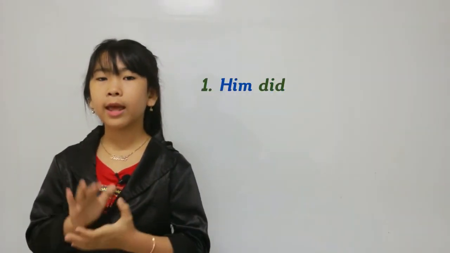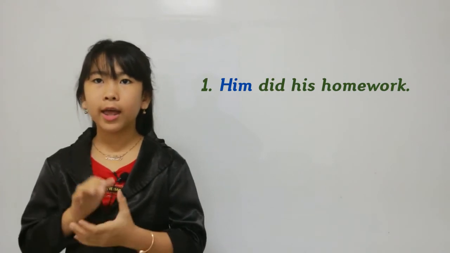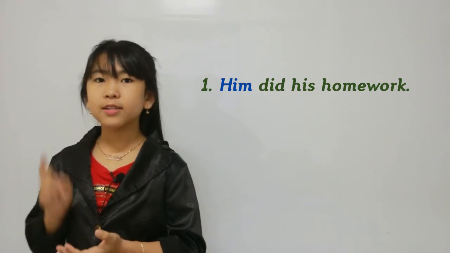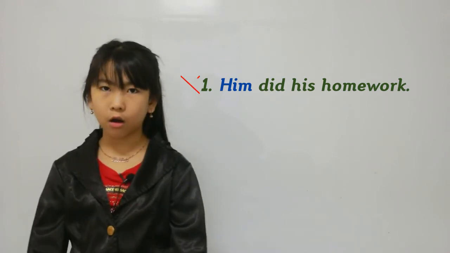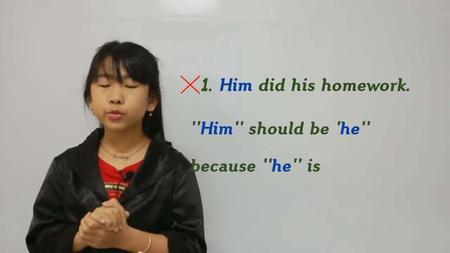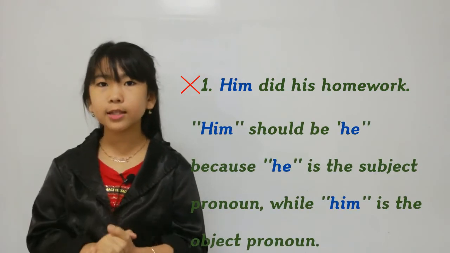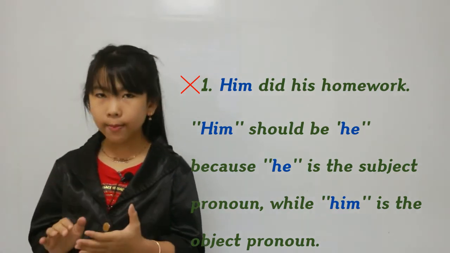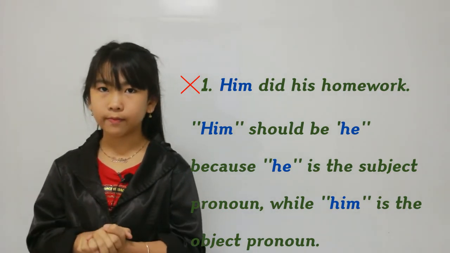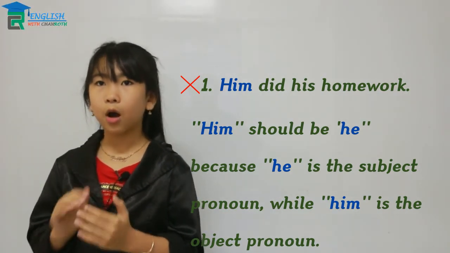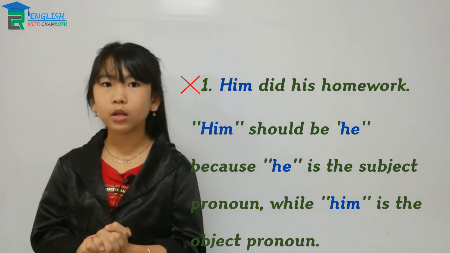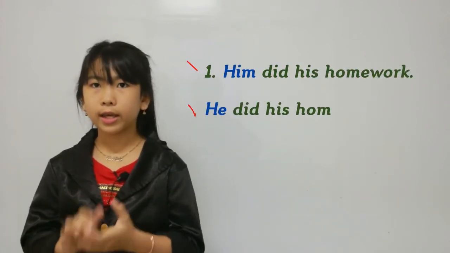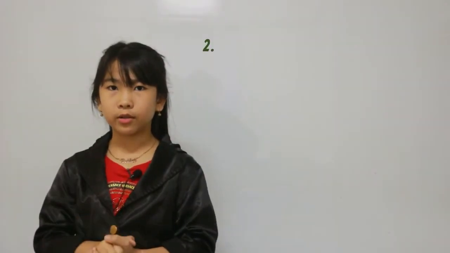Now, let's practice what you've learned today. Number 1. Him did his homework. Right or wrong? So sentence number 1 is wrong. Him should be he, because he is the subject pronoun, while him is the object pronoun. So the right answer is he did his homework.